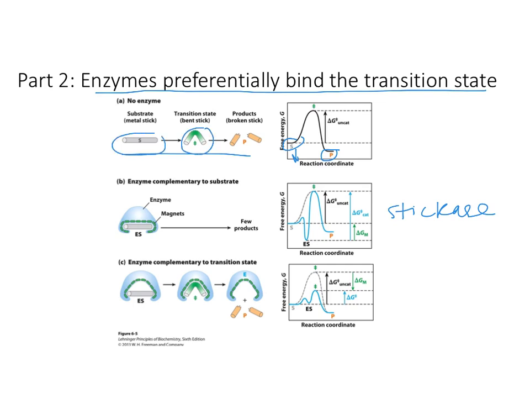So our substrate is a metal stick. Our transition state is up here in green. That is the bent stick. That is the highest in energy. You can imagine physically grabbing onto both ends of the substrate and starting to push on it to get it to break. The bent stick is the highest in energy, and then you have two products, and they're broken sticks, and those again are lower in energy.